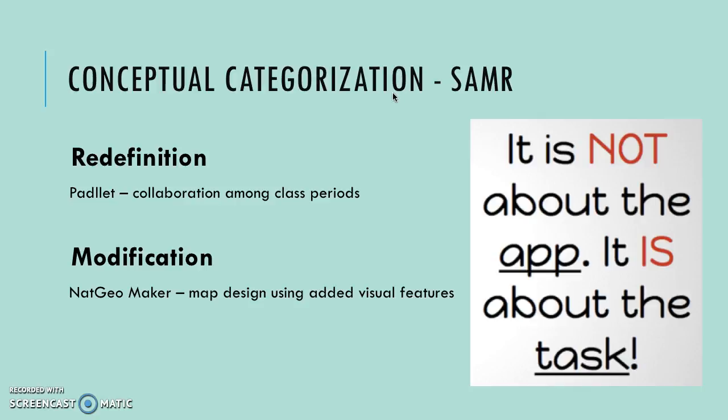Also, the Nat Geo Map Maker is an example of a modification. So students could, of course, draw a route that one of the explorers took on a piece of paper using a map. But what the Nat Geo Map Maker allows for is to add more visual features that would not be possible without this piece of technology.